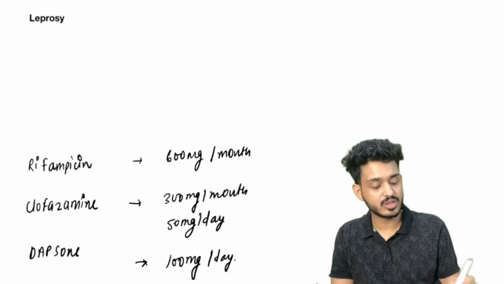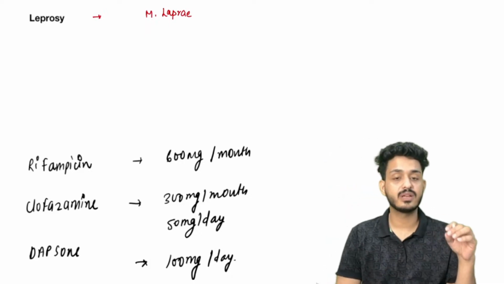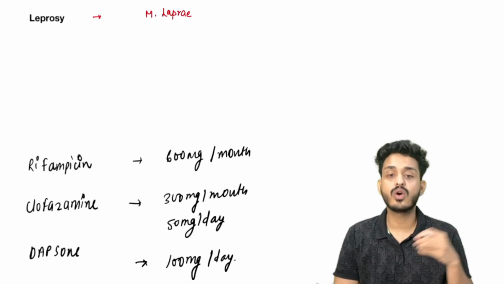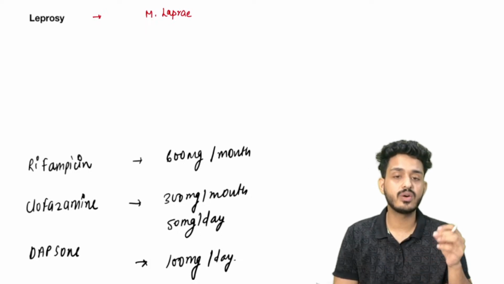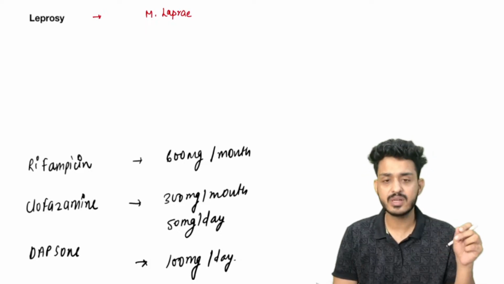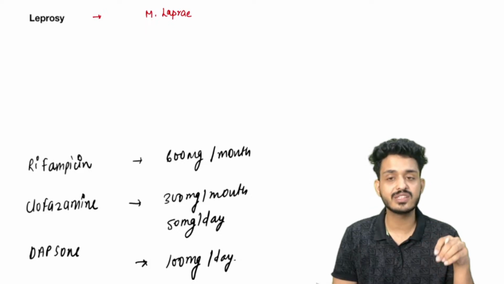So leprosy is caused by Mycobacterium leprae. How much acid fast is this? This is 5% acid fast. And one more thing you need to remember, this will not follow Koch's postulates. What is Koch's postulate? What did Robert Koch say? They will be growing under culture media. But this one is not growing under culture media. So what is the thing where we will be growing this particular bacteria?